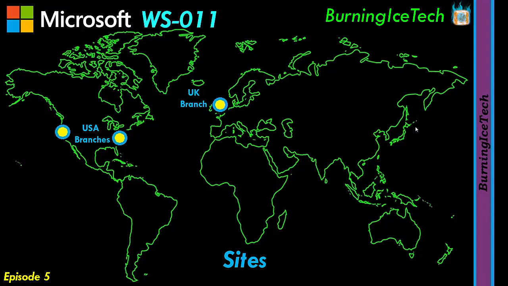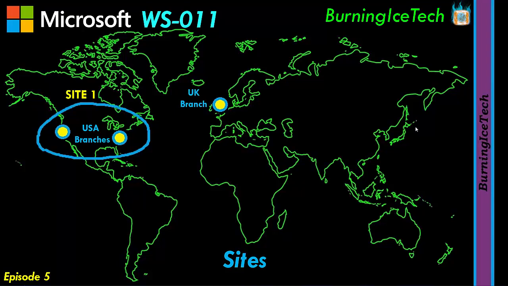So what you can go and do is you can go and, for argument's sake, take all the branches in America, in this case it's just 2 of them, chuck them into one site. Let's call this site 1 for now. I'm just going to give it a random name. So you can go and put all the American branches in a site called site 1. I can go take all my UK branches, put it in another site. Let's call that site 2.